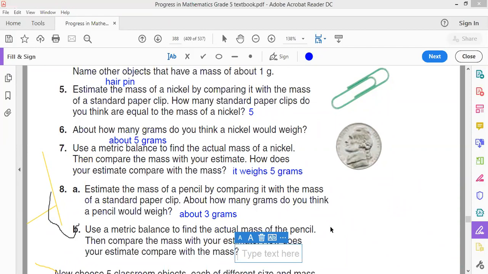Now, question B. Question number 8, it's part B. Yes.